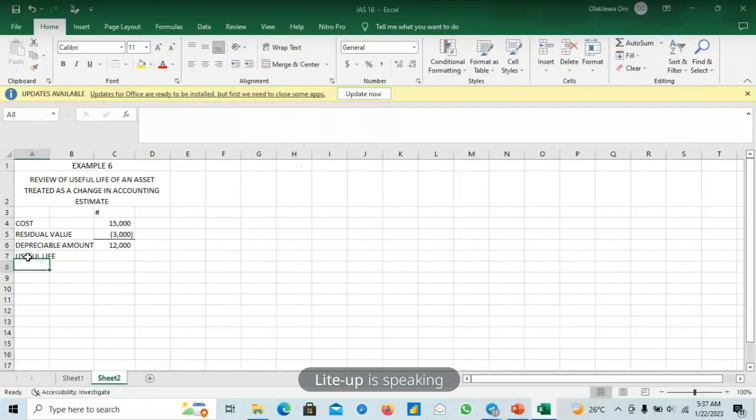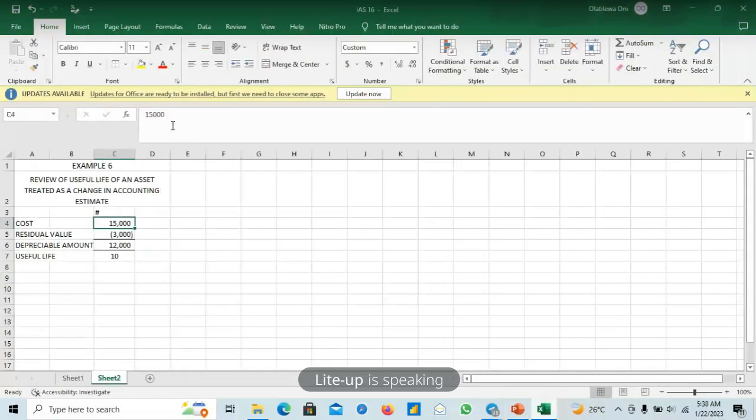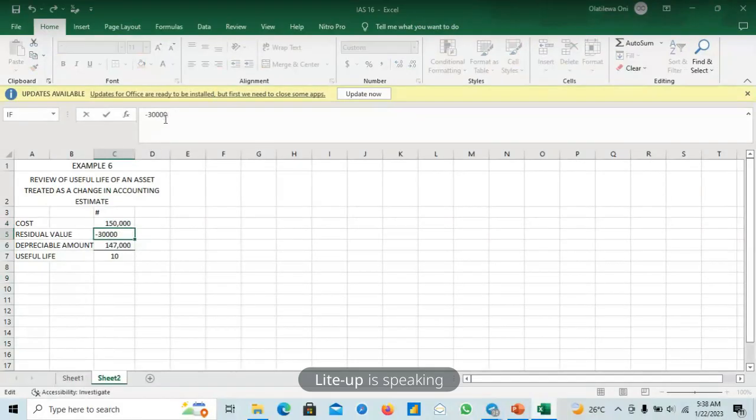The useful life of the asset initially, they said it is 10 years. So what will the depreciation charge be for the first 3 years before the change occurs? Sorry, I wrote 15. Let me correct what I wrote here. It's 150,000, and here also we have 30,000.